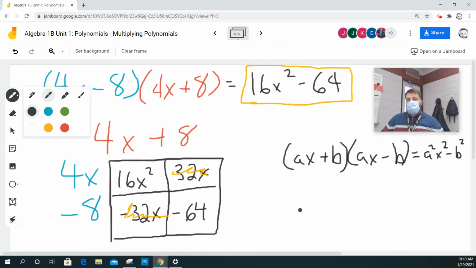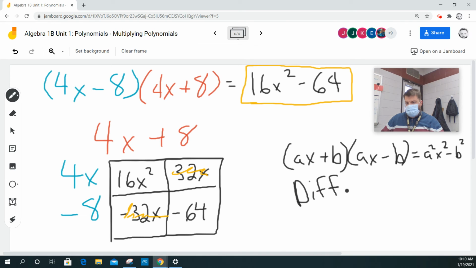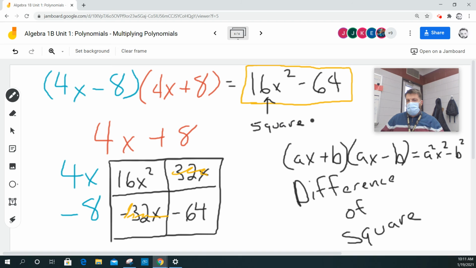And so there's two or three special terms that you can memorize these patterns, but this one's called the difference of squares, and it comes up quite a bit. Because the first term is a square, and then you're subtracting another square. In other words, this is a square, right? And this is a square, and you're subtracting them. So it's a difference of squares.